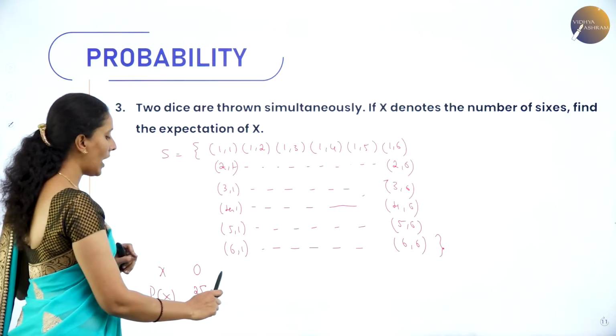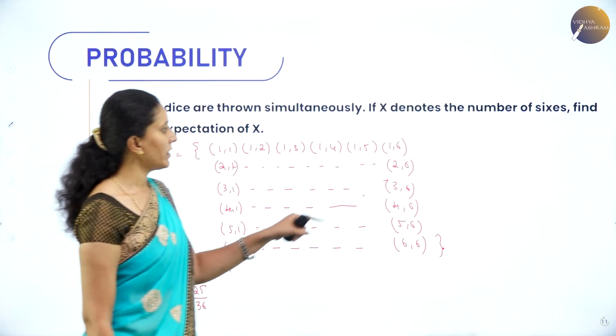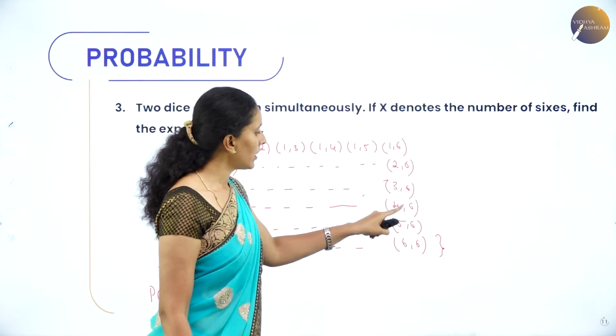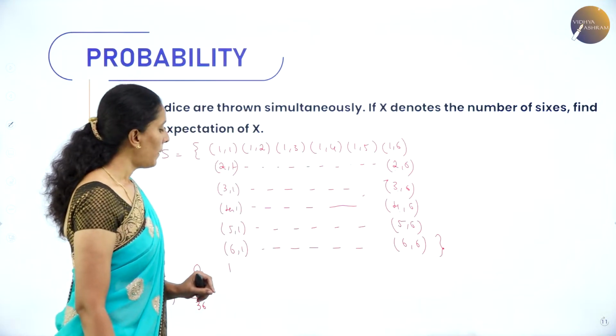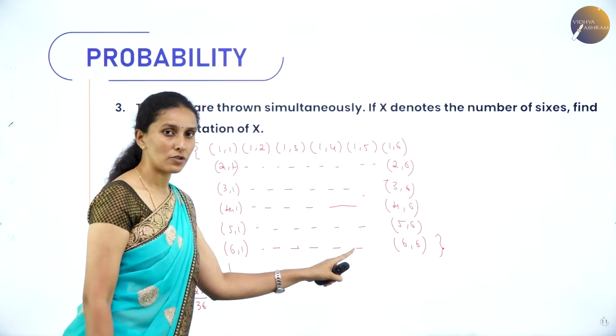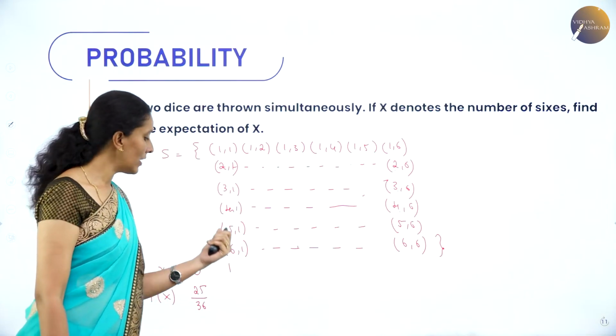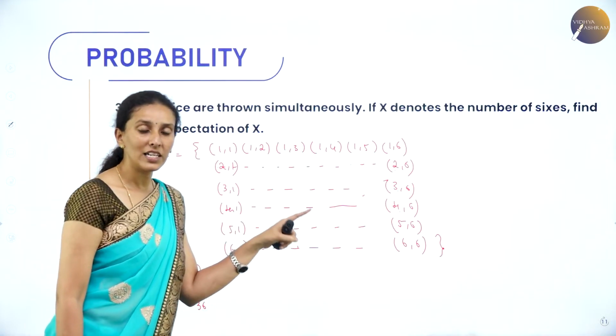Next, how many outcomes contain only one 6? So one 6 means we have 1,6; 2,6; 3,6; 4,6; 5,6 plus 6,1; 6,2; 6,3; 6,4; 6,5. These contain only one 6, either in the first dice or in the second dice.